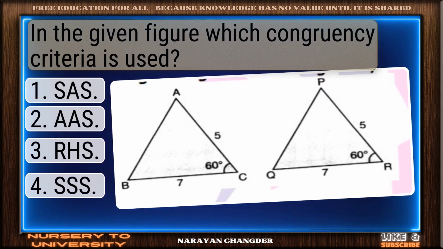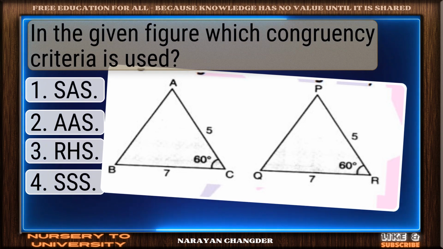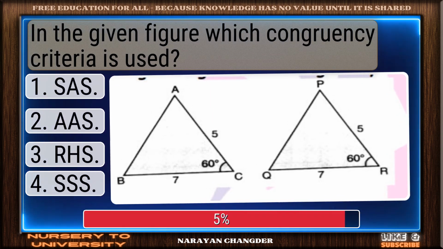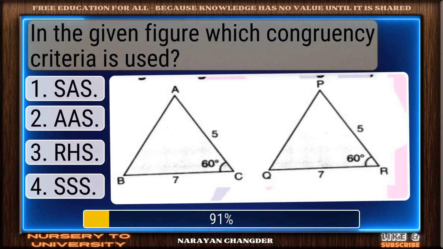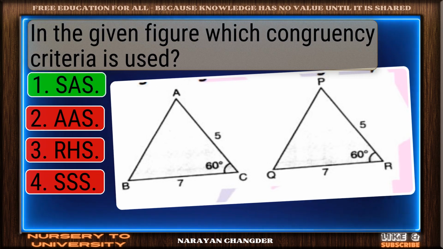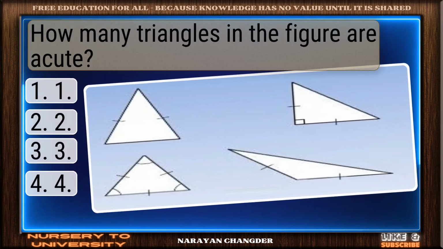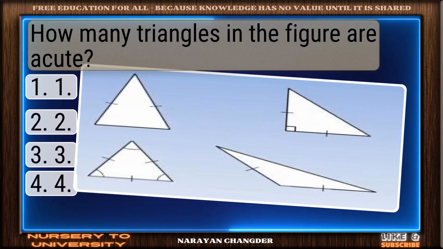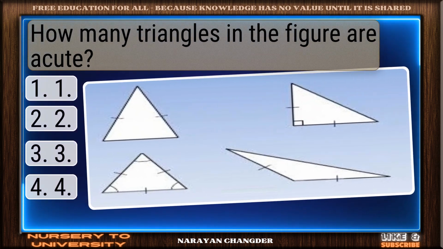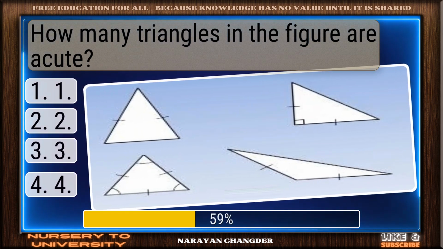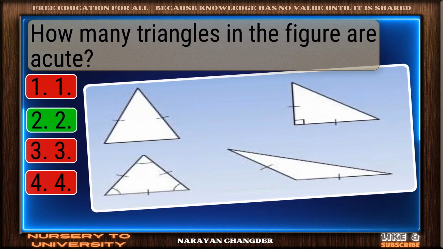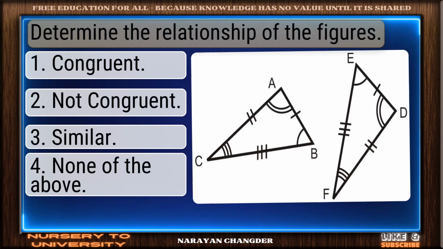Question number 9. In the given figure, which congruency criteria is used? Good thinking. SAS is the right answer. Question number 10. How many triangles in the figure are acute? Nicely done. 2 is a solid answer.